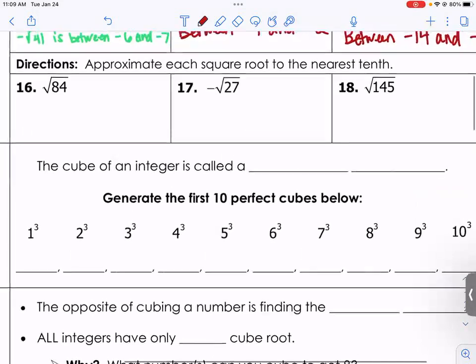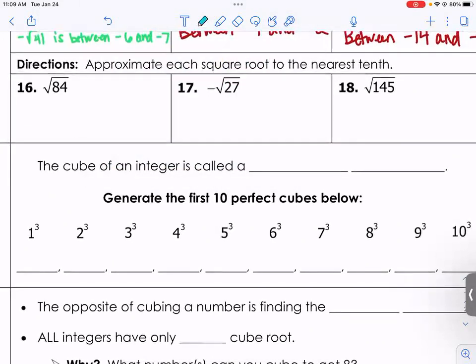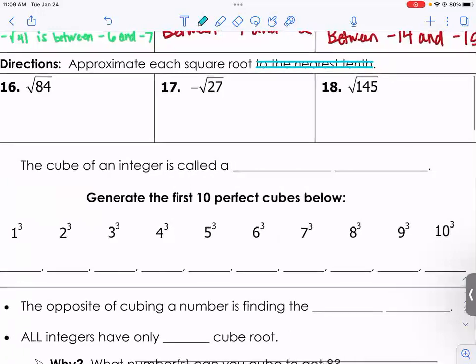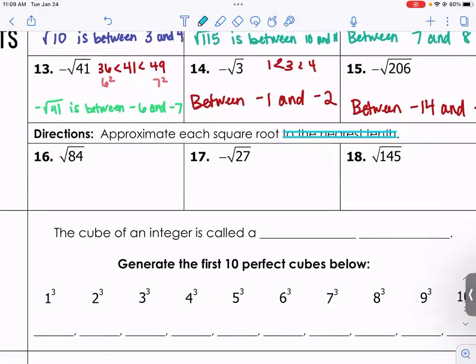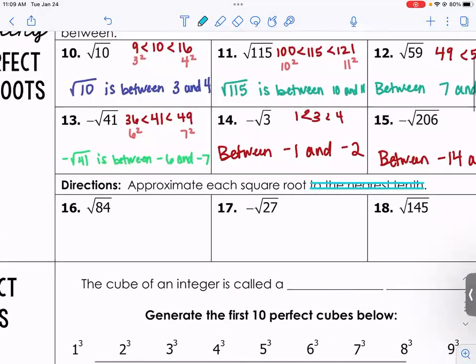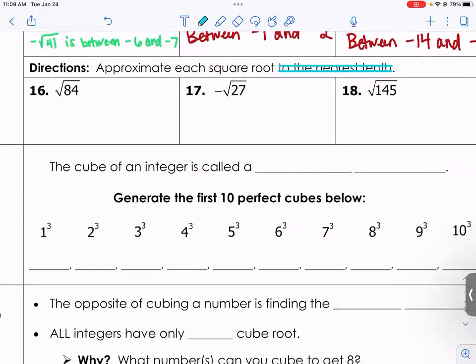Now, what we need to decide. These instructions say to the nearest 10th. That's not what I want you to do. I just want you to tell me what number those are closest to. So up here, the square root of 10 would be closer to 3 than it is to 4. So just tell me the number it's going to be closest to, kind of what you did in your sticker thing.